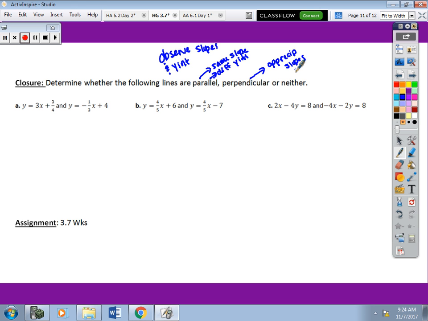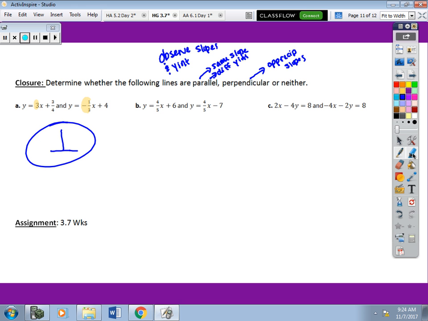Now you can see A and B are really simple. They're already in slope-intercept form. Y equals mx plus b, y equals mx plus b. So you just have to look at the slopes. Okay, you can see they're not the same, so they're not parallel. Are they opposite reciprocals? 3 and negative 1/3? Are those opposite reciprocals? Yeah. So these would be perpendicular. You can either put the symbol or you can write the word.